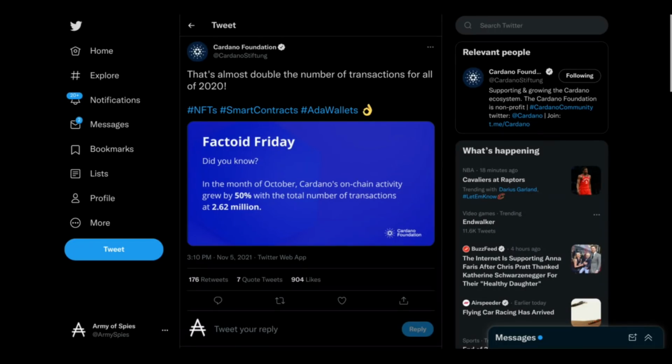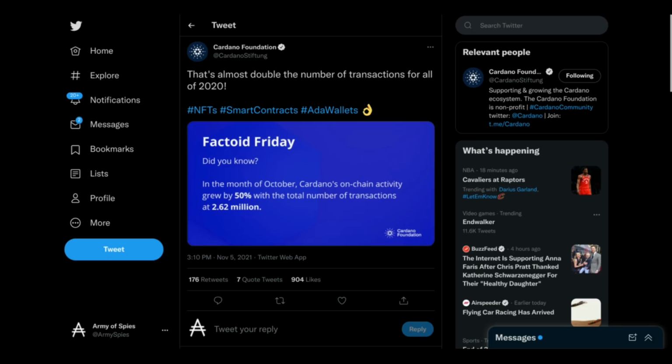Did you guys know about this? Because I didn't know about this. This is a Factoid Friday. That's like a robot, like an Android, but it's a fact a day. That's not the part I didn't know about. I knew about Factoid Fridays. The part I didn't know about was that last month in October, Cardano did so many transactions, it was double the number they did in 2020.